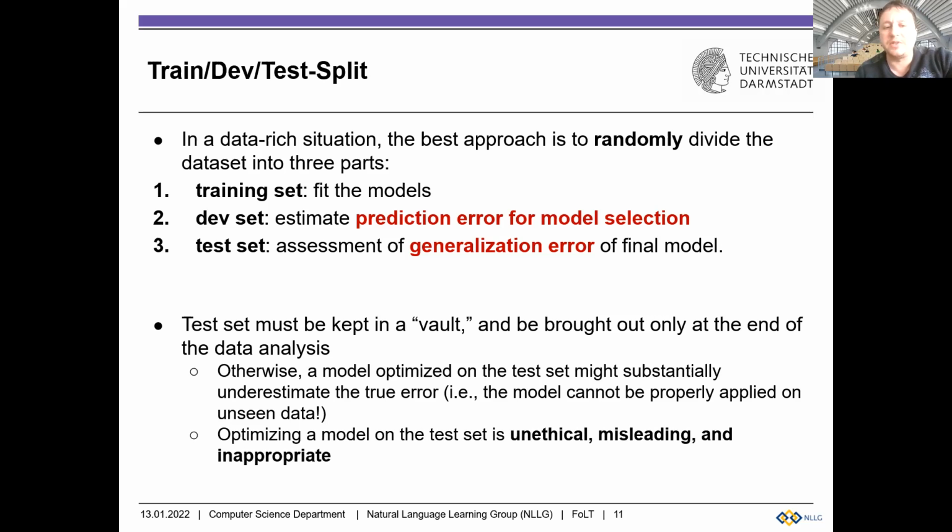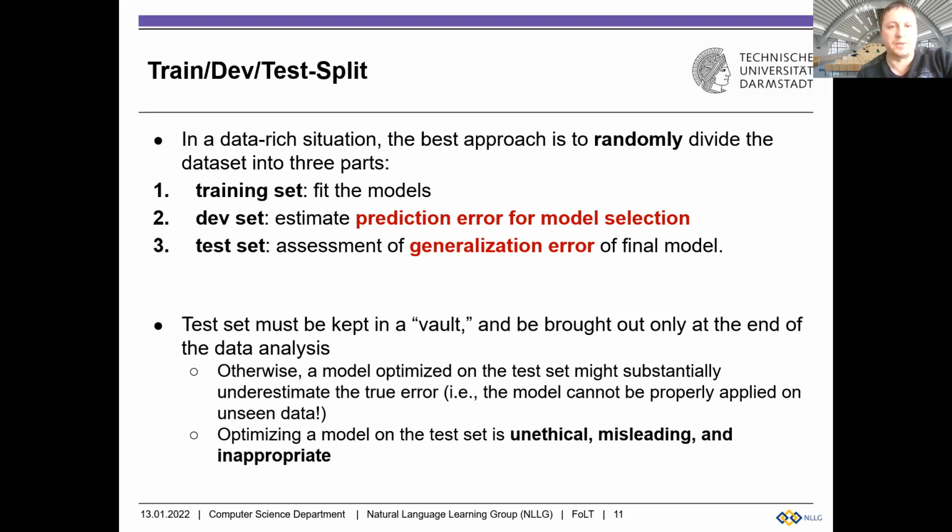Also note that this is a very, very important issue and something that is often neglected and often treated in a wrong manner by practitioners of machine learning and also by new incomers, in that they really optimize on the test set, tuning their hyperparameters so that they get good performance on the test set. But we need to point out that this is unethical, misleading, and inappropriate. It's unethical because you would report a much better performance of your model than your model is actually achieving. It's also misleading because it would suggest that your model is much better than it actually is.